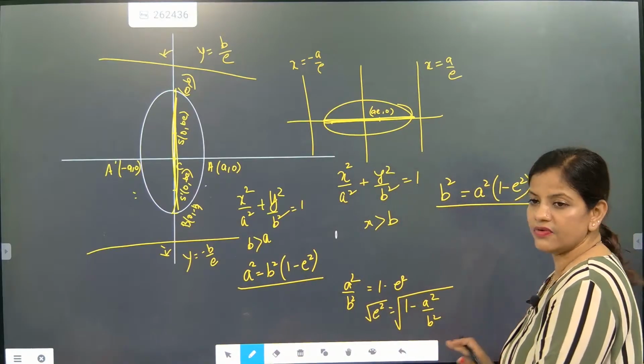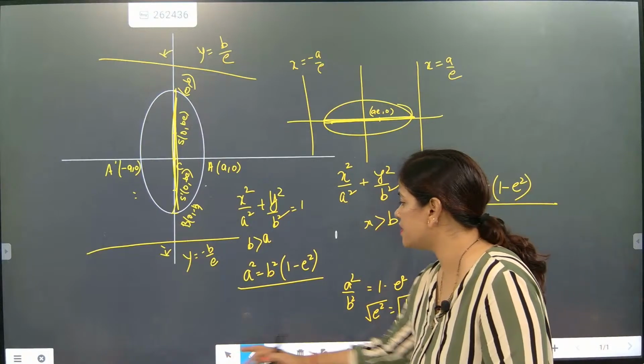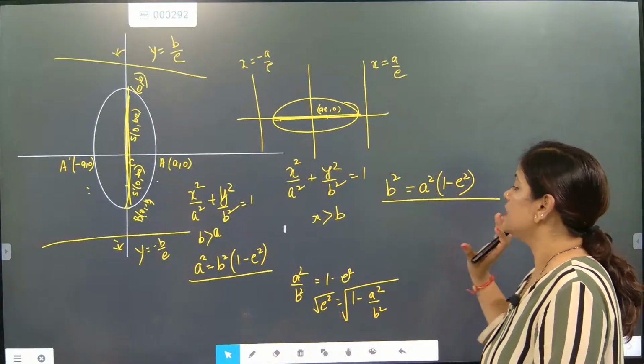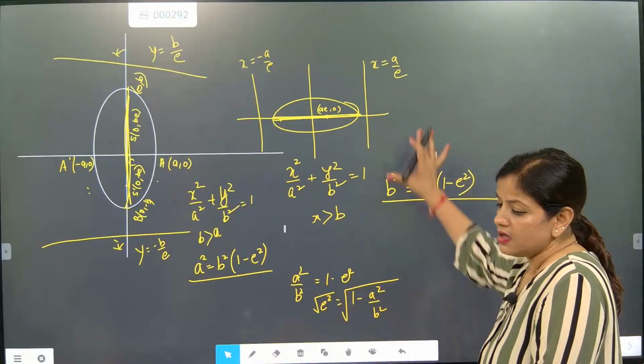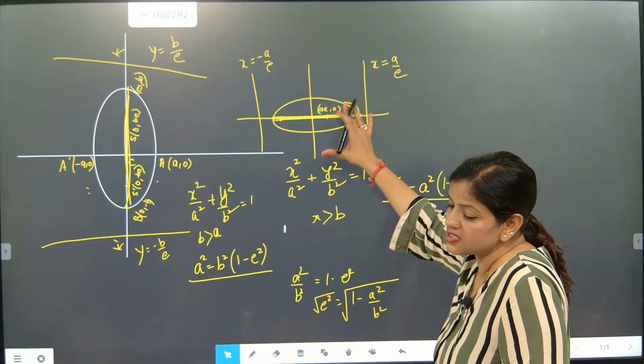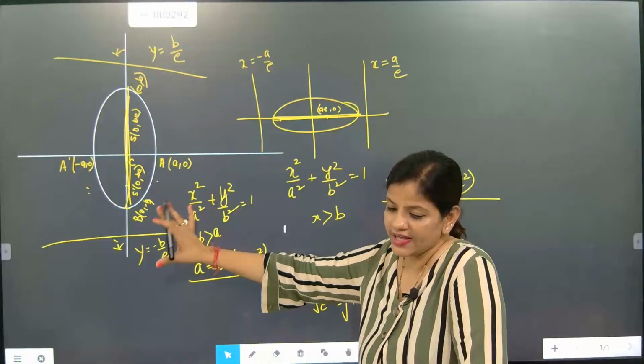So I hope you might have understood this, Manishika. Everybody, Payoja, did you understand till here, beta? So this is exactly the way to find the eccentricity when the ellipse is resting on the x-axis and when the ellipse is resting on the y-axis.